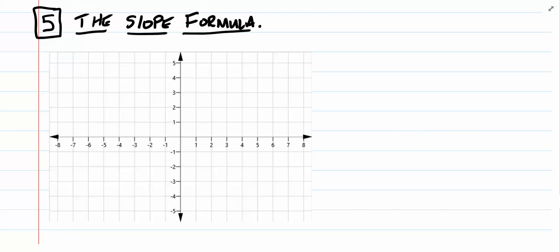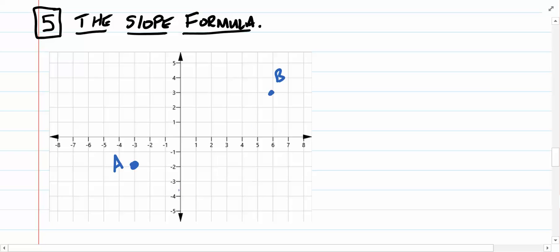Box 5 is all about the slope formula, as in where the slope formula comes from. So let's do this. Let's put a generic point on the graph. Okay, I'll put this point on the graph. I'll call this point A. And then let's put another point on the graph. I'll call this point B.